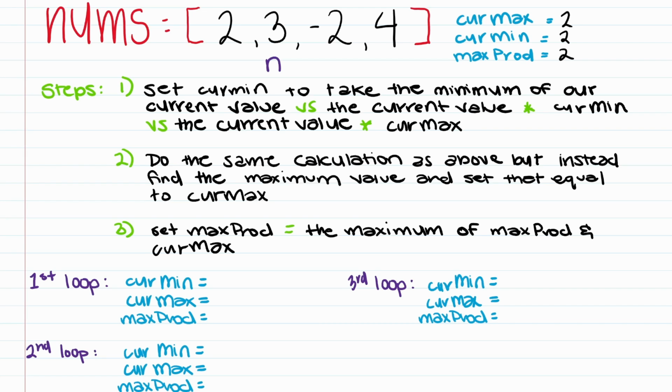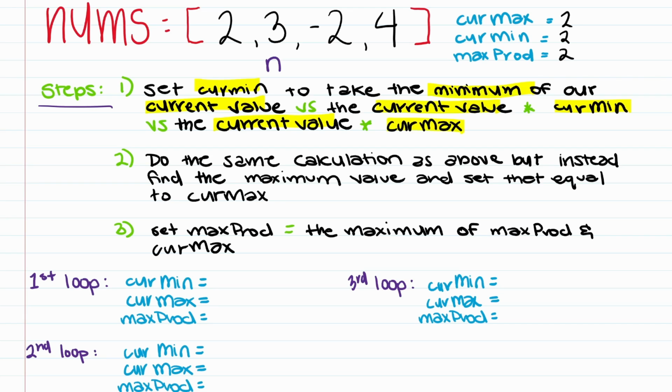Next, we're going to go through the steps. For a dynamic programming problem, there are steps involved because we're going to do the same steps for each loop, and that's going to allow us to save our new values. For step 1, we're going to set our current min to take the minimum of our current value, versus the current value times current min, and then versus the current value times current max. It sounds complicated, but it'll make more sense when we code it up as well. Just know that that's the calculation we're going to be doing.